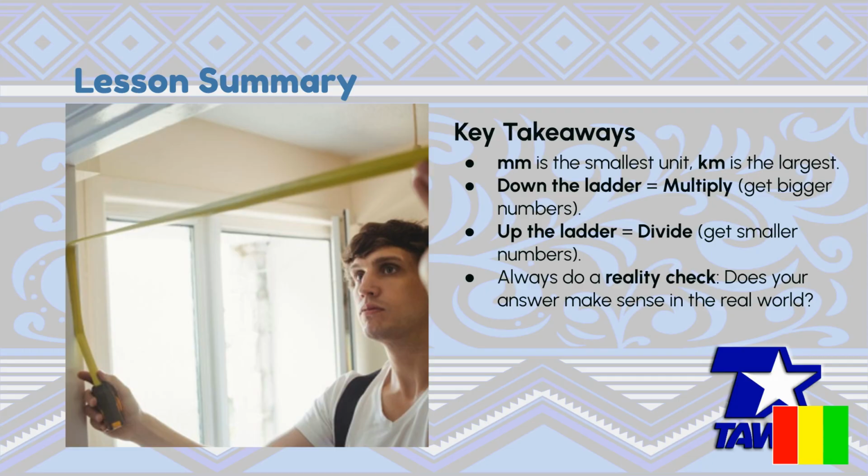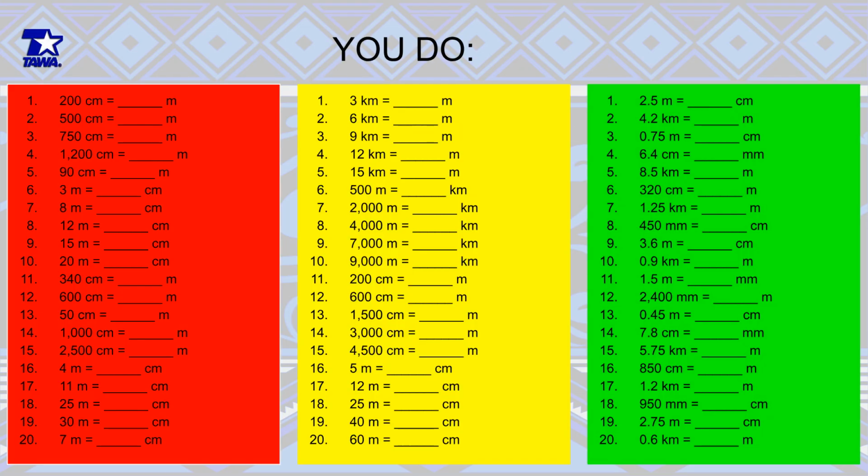Remember the conversion ladder. Down is multiply, up is divide. Always do a reality check to ensure your answer makes sense. Here are the you-do exercises.